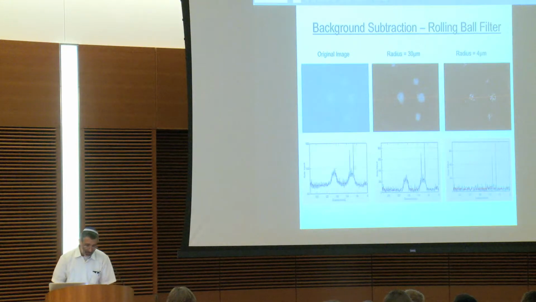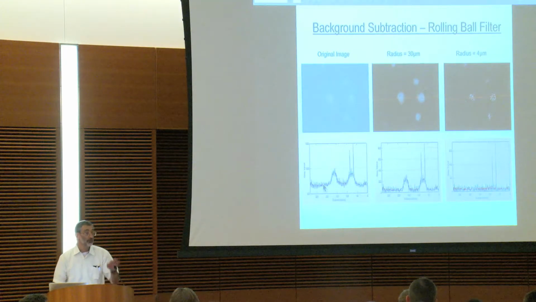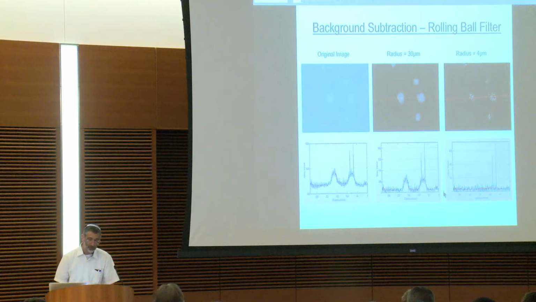Anyway, ImageJ has a background subtractor, a rolling ball filter, which is sometimes called a top hat filter or a Mexican hat filter, whatever. Take a big beach ball and roll it underneath this curve and make it big enough so it won't fit into these peaks, right? And wherever it touches, subtract. So if you make the rolling ball radius 30 microns, then you can see that it's taken the background off but left the cells. And if you make it 4 microns, then you can see it's left the telomeres but taken off the cells.